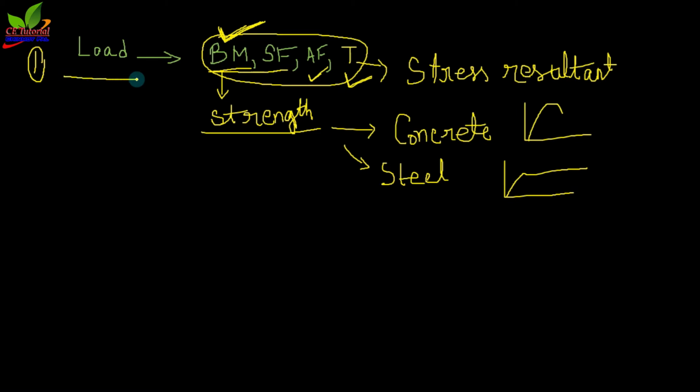So now, the first step, please keep in mind: the first step is we have to apply the load, and the next step is analysis of the beam. Analysis of the structure, and you can find bending moment, shear force, axial force, and torsion like that. Based on the bending moment, based on those stress resultants, you have to design the structure, and you have to use two materials: one is concrete and the other is steel.